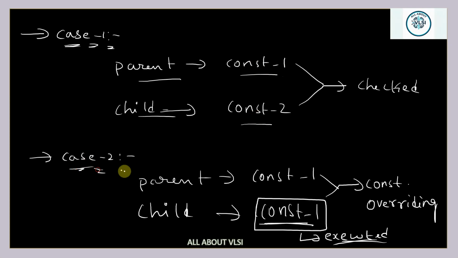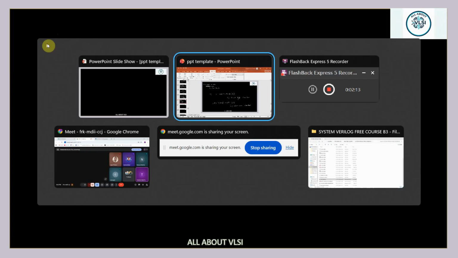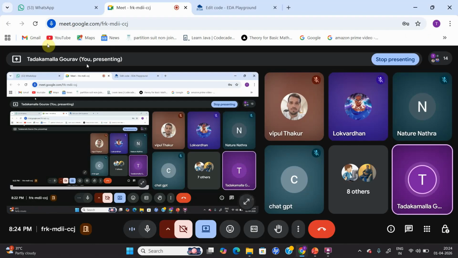In case two, parent and child have the same constraint name. This is known as constraint overriding, and the second constraint is executed. These two cases we have seen, and we have also discussed rand_mode. If we use rand_mode, we are turning off the randomization; randomization was not being performed. Up to that point we have discussed in our previous sessions.